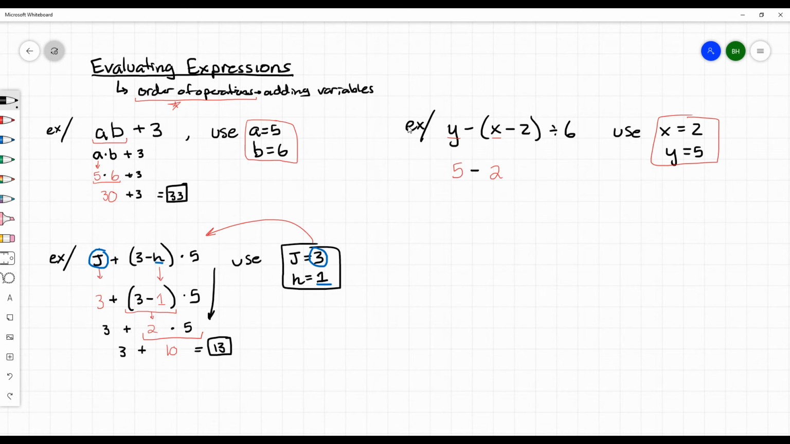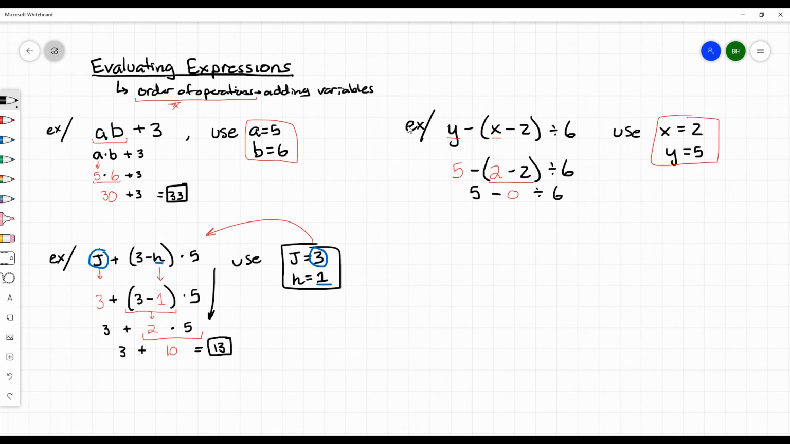Now, I want to make sure that I keep everything, including the parentheses, so that I don't get lost when it comes down to doing my math. Then when I go to solve, I'm going to start with the parentheses. 2 minus 2 is 0. I want to rewrite everything because I'm done with the operations inside of the parentheses. I don't need the parentheses anymore.